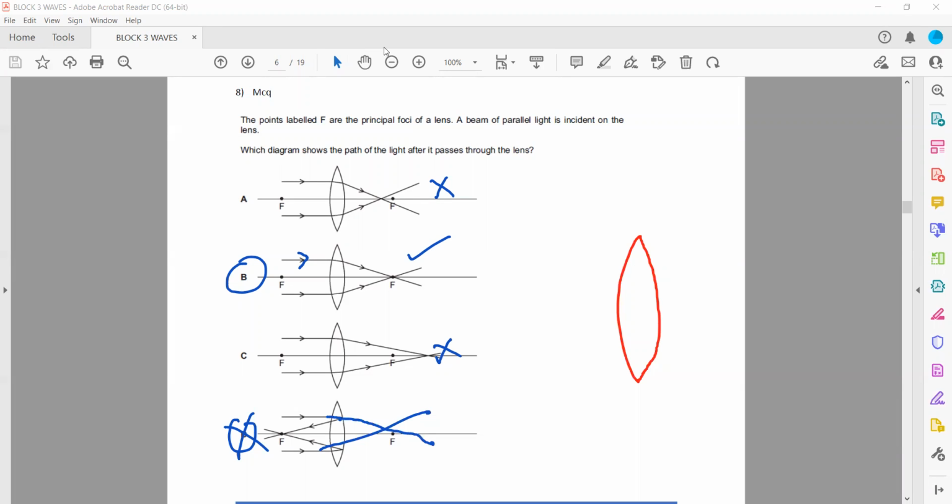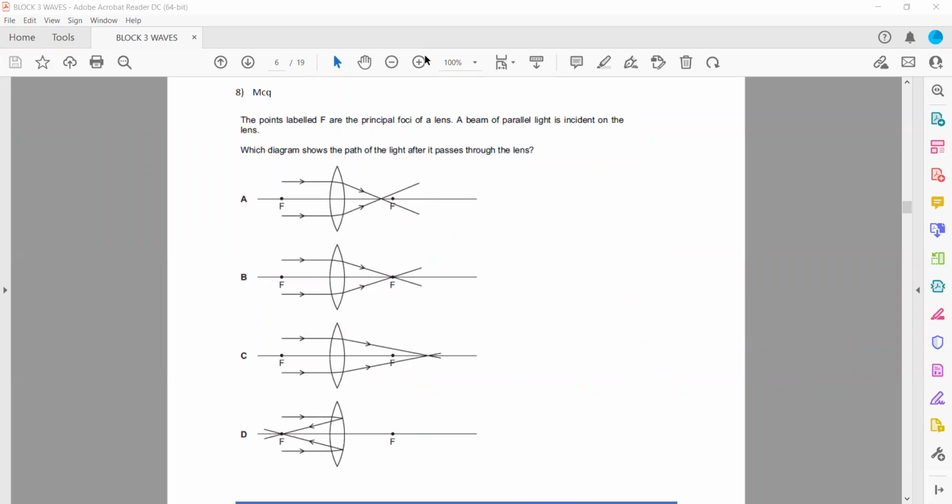Number 1, if it is a parallel light ray, it will pass through the focus. Number 2, if it is passing through the center, it will pass straight. Number 3, if it is passing through the focus, it will go parallel. So these are the 3 ways the light can pass through a convex lens.